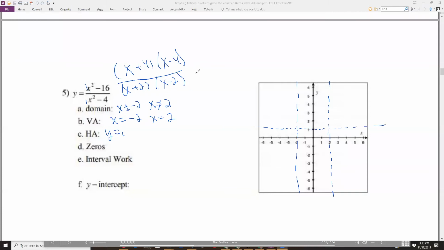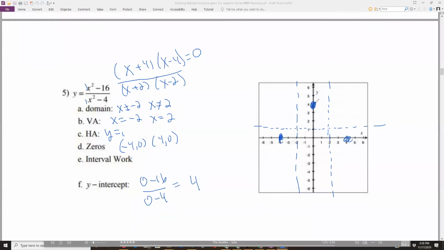How about zeros? I know it's wherever the numerator equals 0, so that tells me at -4 there's a zero, and at +4 there's a zero. So let's graph those. Y-intercept. Well, if we drop in 0, isn't that 0 minus 16 over 0 minus 4, which is going to be +4. So it crosses here.